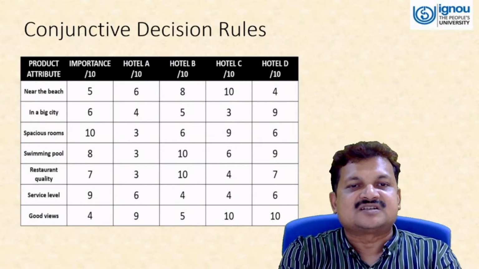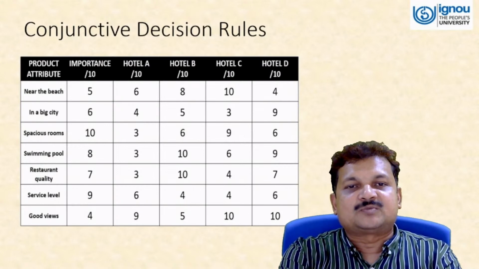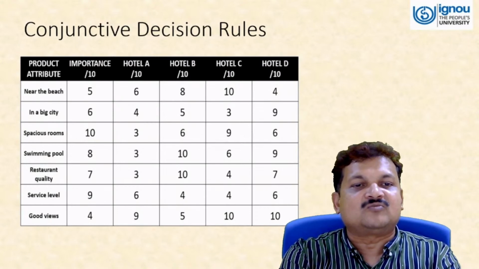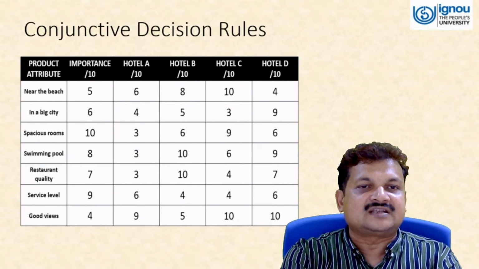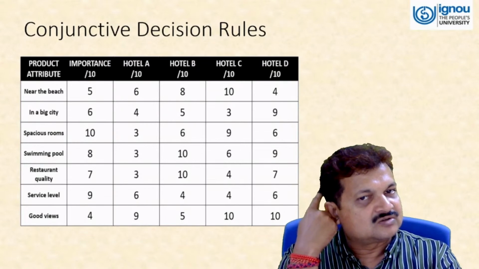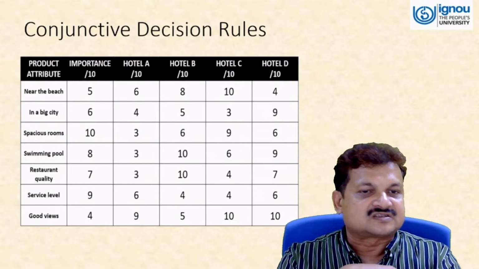So you add 6 plus 4 plus 3 plus 3 plus 3 plus 6 plus 9, that is for Hotel A. Then for Hotel B, 8 plus 5 plus 6 plus 10 plus 10 plus 4 plus 5. Since 2 tens are there, definitely this score will be more than that one. So you will find that Hotel B's score is more. That's why it can also be selected in that case.